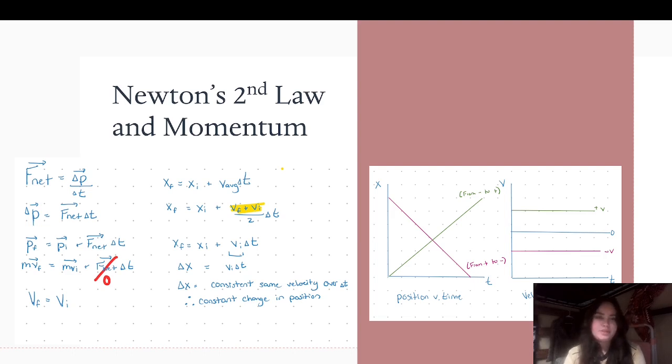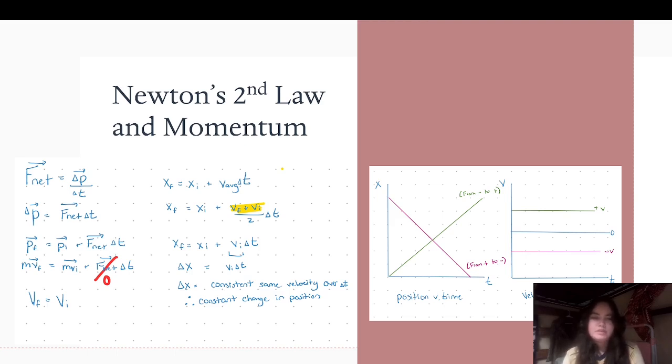Before we can even get started on the procedure, I think it's important to mention Newton's second law and momentum. If we are considering constant velocity, there should be no acceleration. Therefore, F net would be equal to 0. And when you plug that into the impulse momentum equation, considering that the mass remains constant, you will notice that F net times delta t cancels, and therefore the final velocity should be equal to the initial velocity.